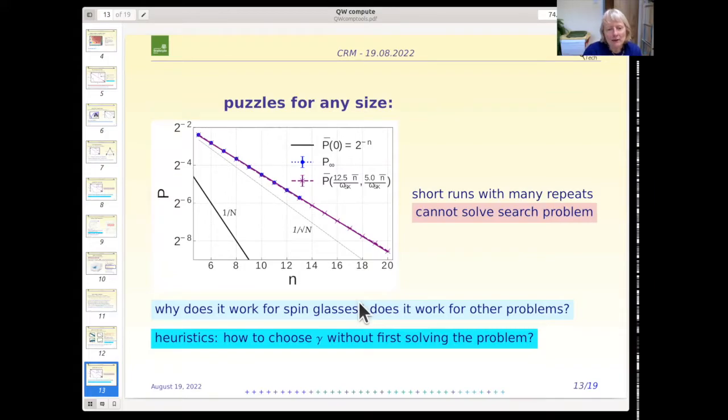Now I'm going to talk about heuristics, how not to cheat.